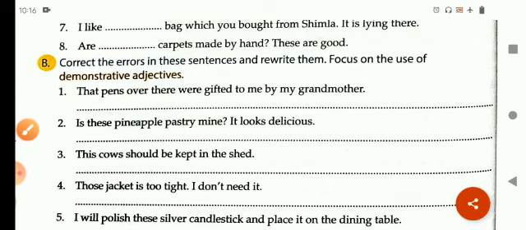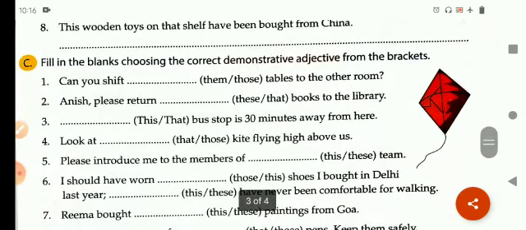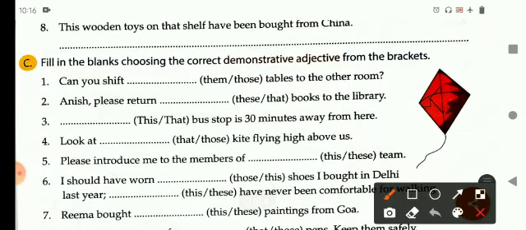Now come to the next exercise, that is fill in the blanks choosing the correct demonstrative adjectives from the bracket, and you have two options for each fill up. The first one is, can you shift dash tables to the other room? So here those is the right one. Can you shift those tables to the other room?